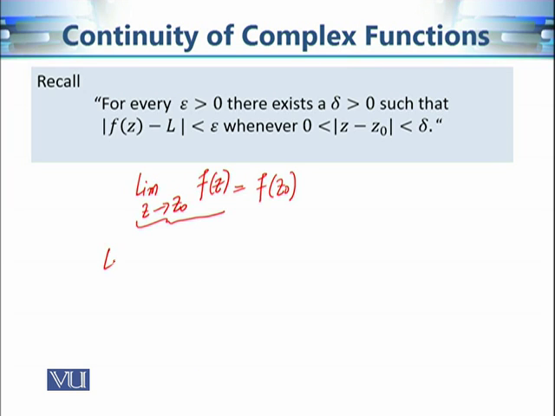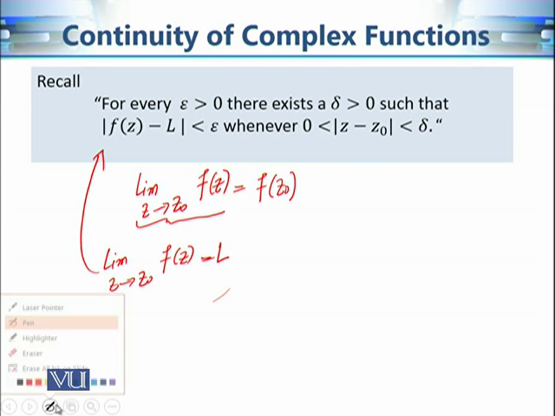Now remember, how did we define the limit of a function? The limit of f of z as z approaches z0 is equal to L if this condition is satisfied. So what is the condition? For every epsilon there exists delta such that the distance between f of z and L is less than epsilon whenever the distance between z and z0 is less than delta. So that's how we define this limit.